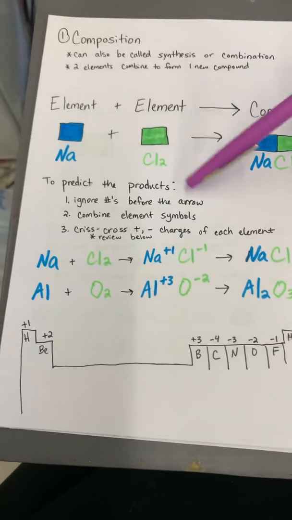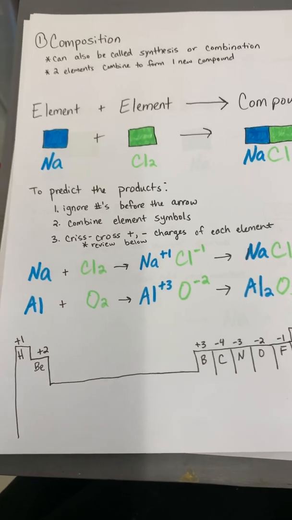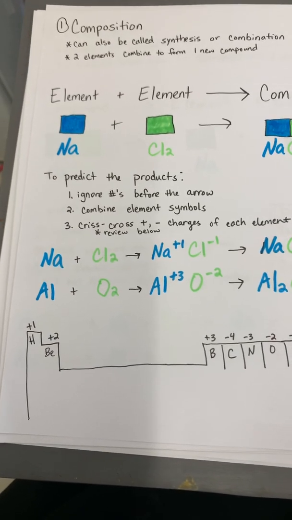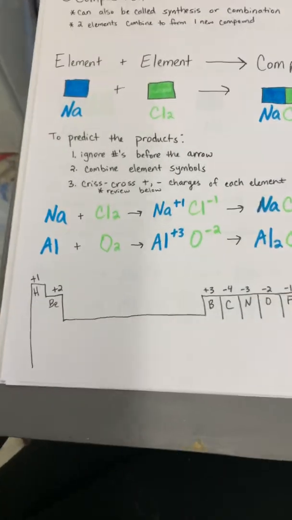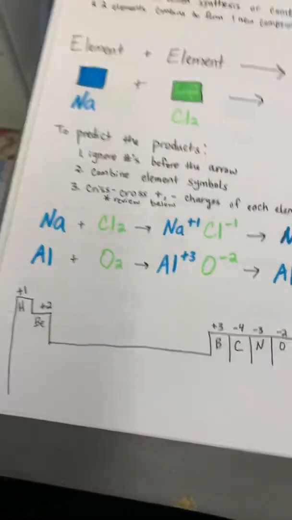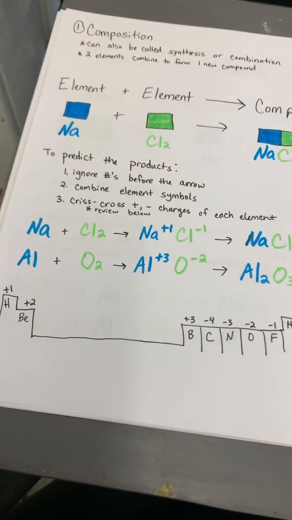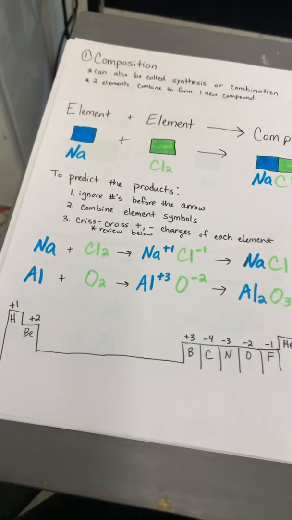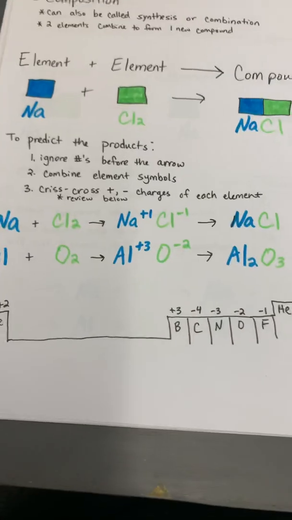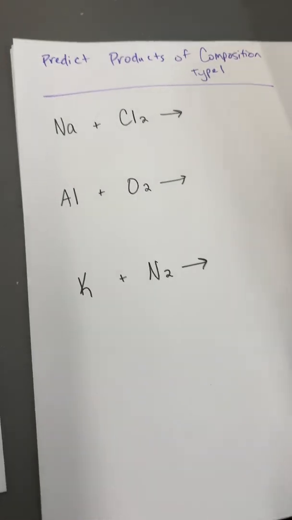Every page of the notes has a little section called "To predict the products." That will give you a step-by-step that you can follow every single time to get the correct products for a reaction. I also have the little periodic table charges down here for a reminder. You need to use those just like we used in chapter 7 when you make a new compound. So I have my example reactions over here that we will complete.